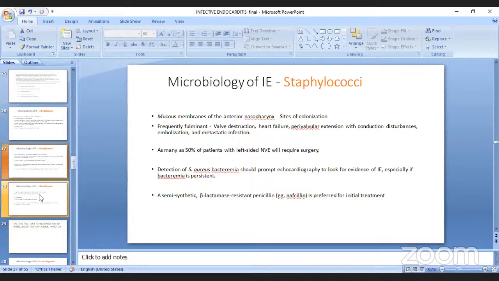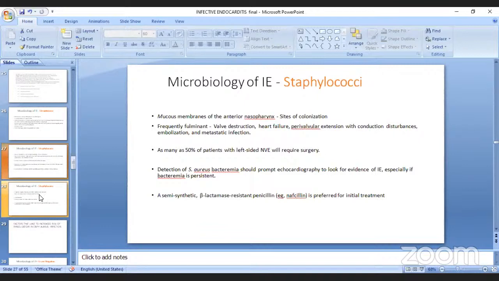It leads to valvular destruction, heart failure, perivalvular extension with conduction disturbances. It will lead to embolization and metastatic infection. Very, very important. Staphylococci will do all these things. As many as 50% of patients with left-sided native valve endocarditis will require surgery. This is also true in the case of staphylococci. Detection of S. aureus bacteremia should prompt echocardiography to look for evidence of infective endocarditis.